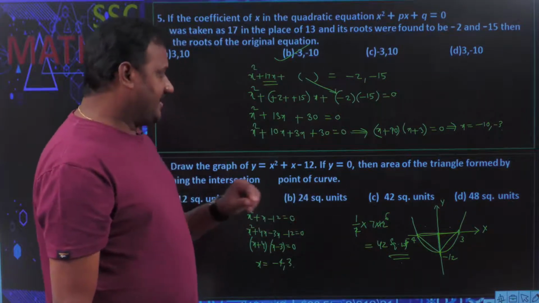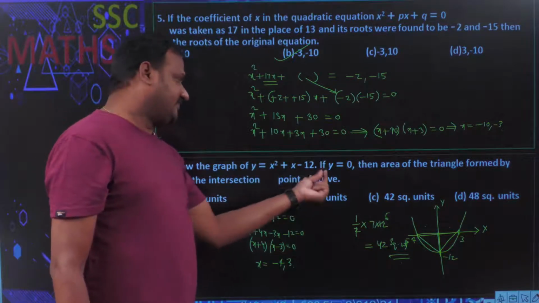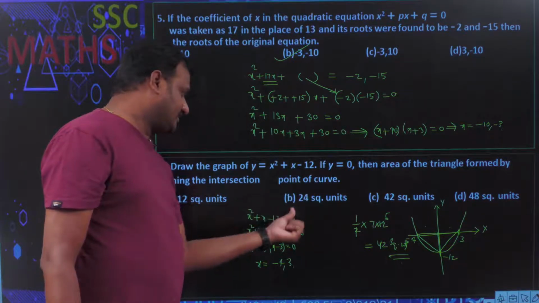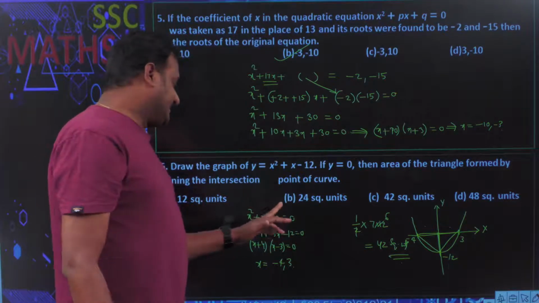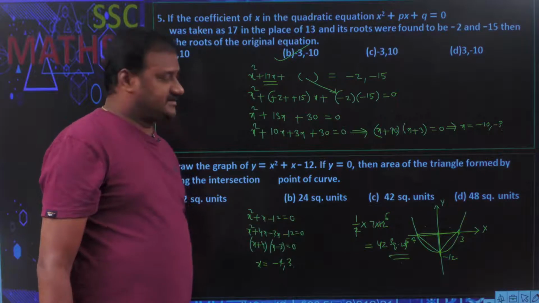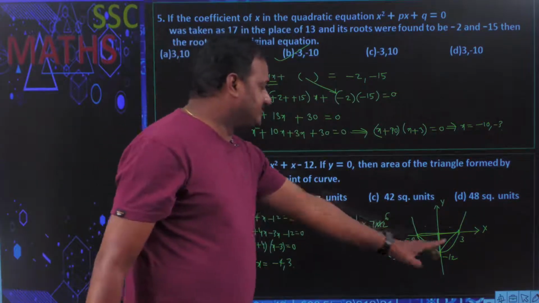You understand? I would explain once again. y is equal to x square plus x minus 12, if y is equal to 0, then it would be x square plus x minus 12 is equal to 0. Then the parabola intersects the x-axis at 2 points, minus 4 comma 3, right? So minus 4 comma 3. Then where it intersects the y-axis, x is equal to 0.